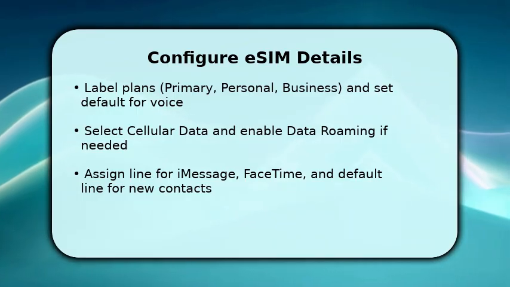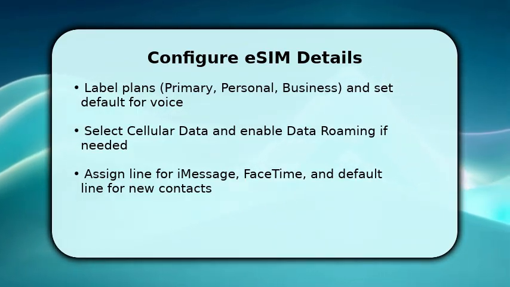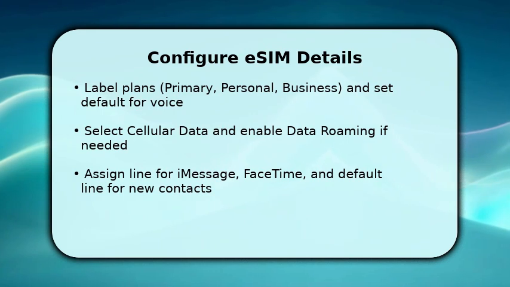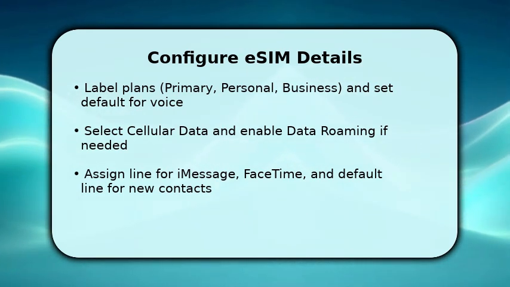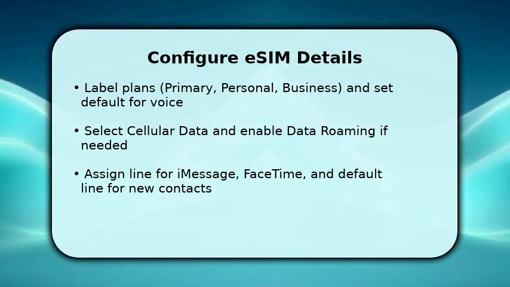For iMessage and FaceTime, select the line to use. Finally, review network settings and restart if the carrier asks. This ensures signal registration and proper SMS routing.